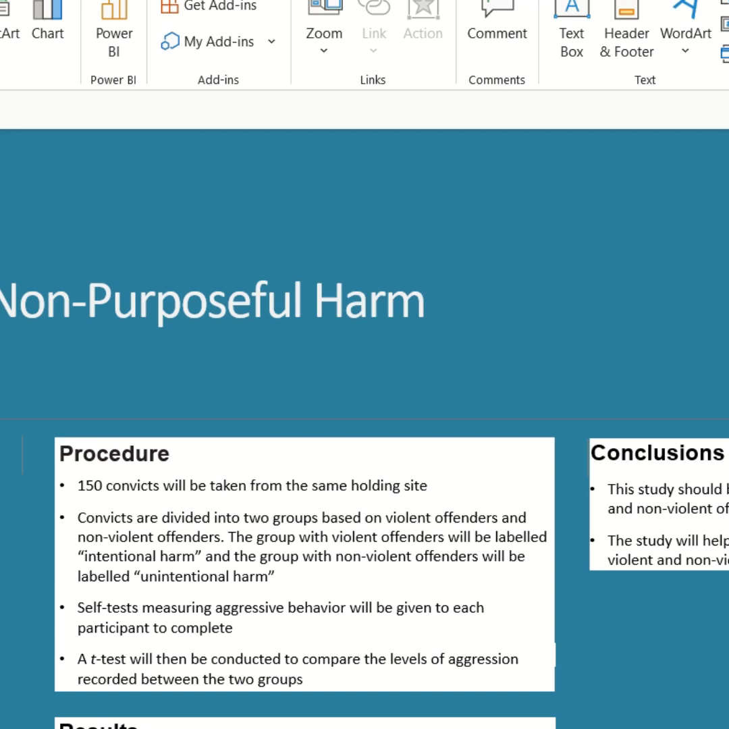In conclusion, this study should be viable in giving us an accurate proportion of violent and non-violent offenders within the same area. Also, this study will help us determine the aggressiveness levels between violent and non-violent offenders.